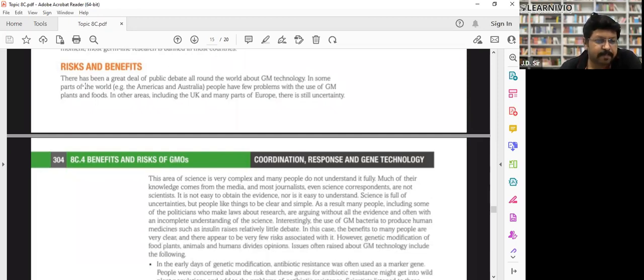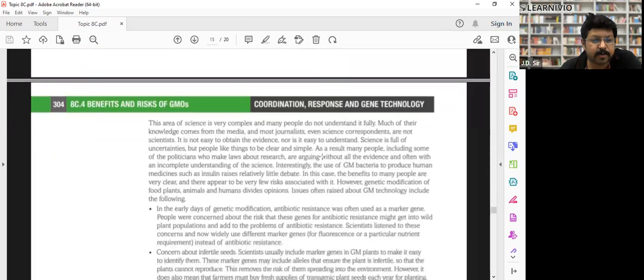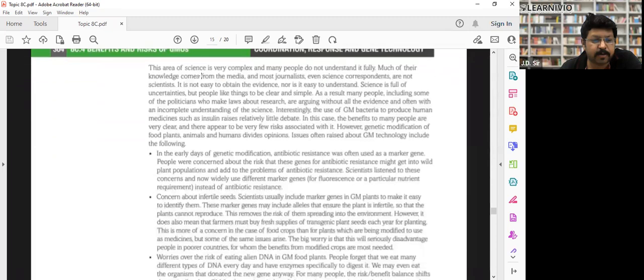Risk and benefit. There has been a great deal of public debate all around the world on GM technology. In some parts of the world, such as America and Australia, people have few problems with the use of GM plants and food. In other areas, including the UK and many other European countries, there is still uncertainty.